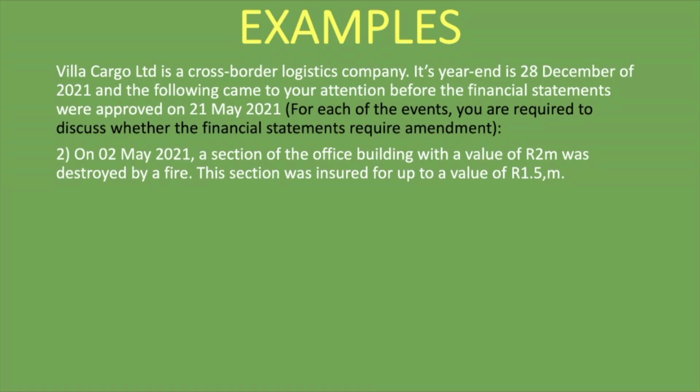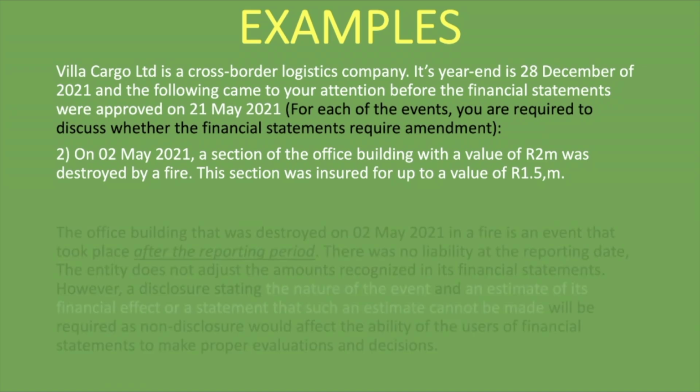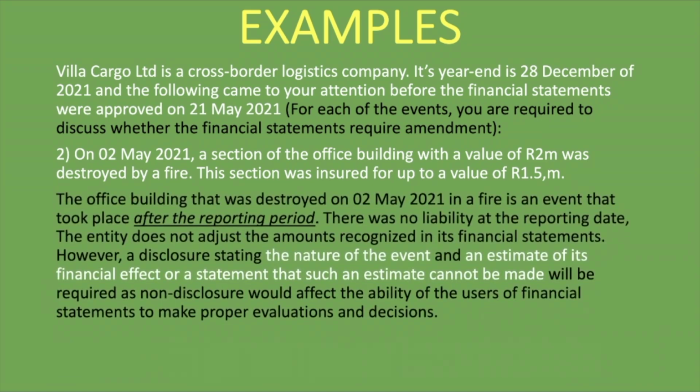So what do we do with this amount? We know that it's a non-adjusting event. That means we don't adjust the amounts in our financial statements because it did not exist at the end of the financial period. So the office building that was destroyed on the 2nd of May 2021 in a fire is an event that took place after the reporting period. As we have mentioned, there was no liability at the reporting date. The entity does not adjust the amounts recognized in its financial statements.